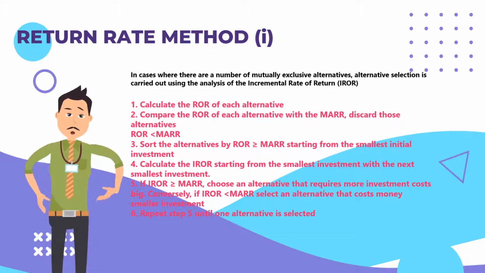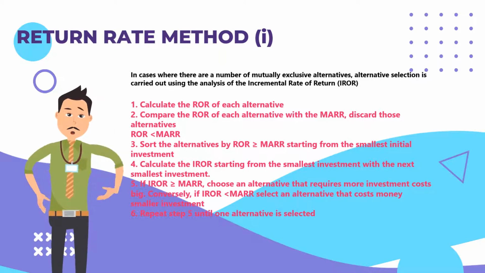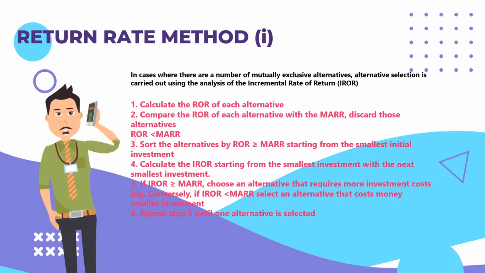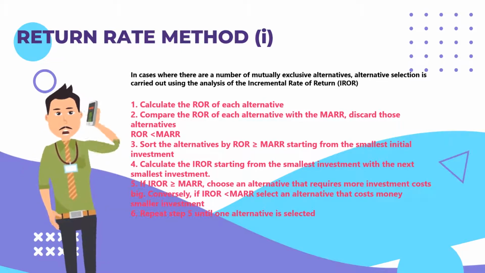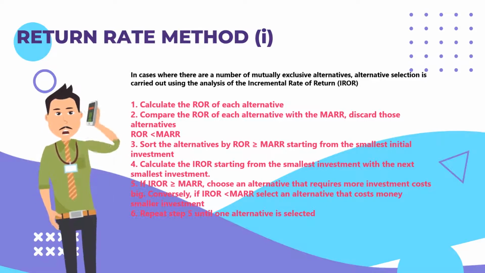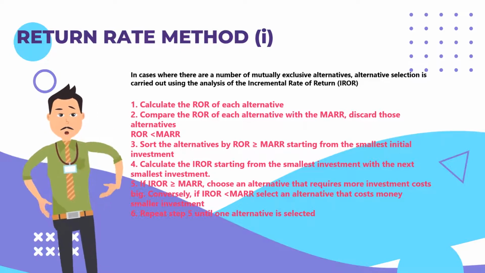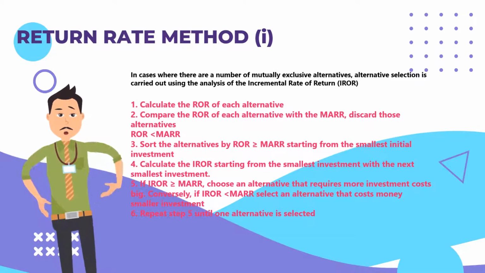3. Sort the alternatives whose rate of return is greater than or equal to the minimum attractive rate of return, starting from the smallest initial investment. 4. Calculate the incremental rate of return starting from the smallest investment with the next smallest investment. 5. If the incremental rate of return is greater than or equal to the minimum attractive rate of return, choose the alternative that requires more investment costs. Conversely, if the incremental rate of return is less than the minimum attractive rate of return, select the alternative with the smaller investment. 6. Repeat step 5 until one alternative is selected.